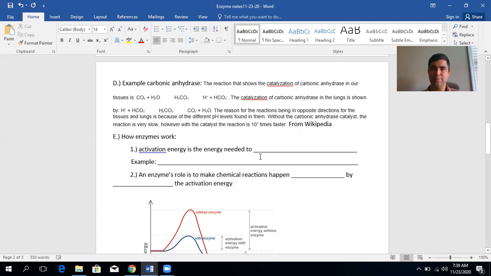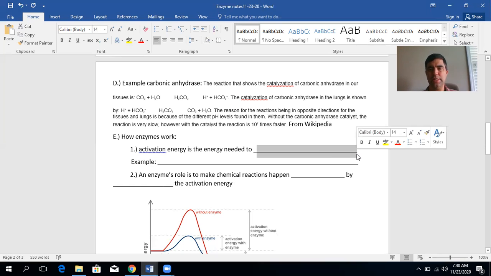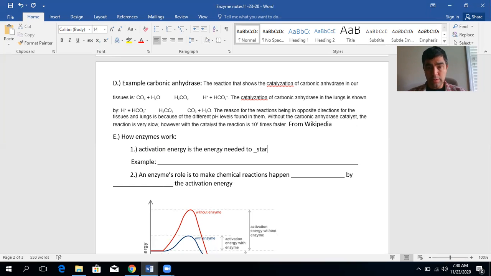All right, how do these enzymes work? In order to understand that, you gotta understand what activation energy is. When you hear about something being activated, what does that mean? If you activate your phone, you just got a new phone, you activate it. What does that mean? Get started, okay? Well, activation energy is the energy needed to start a chemical reaction.